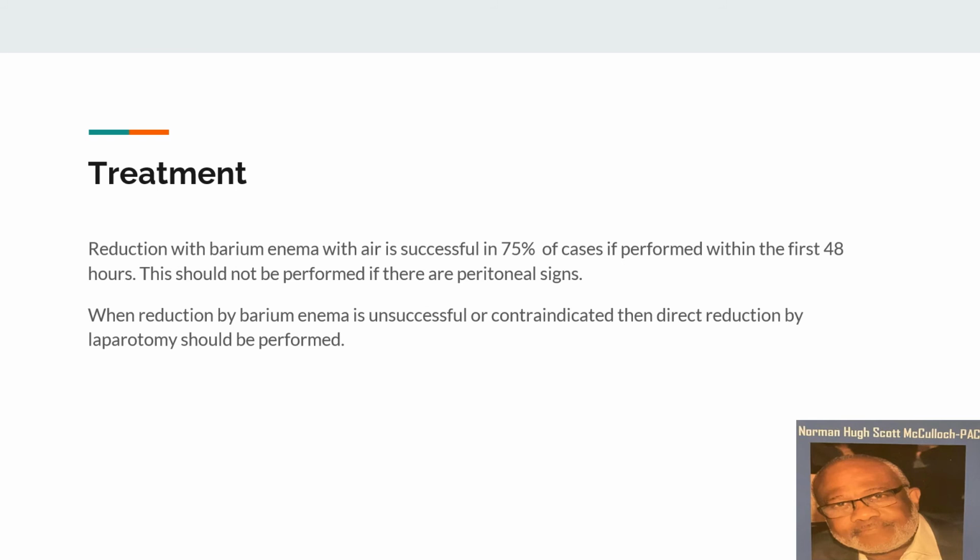The treatment. Reduction with barium enema with air is successful in 75% of cases if performed within the first 48 hours. This should not be performed if there are peritoneal signs. When reduction by barium enema is unsuccessful or contraindicated, then direct reduction by laparotomy should be performed.